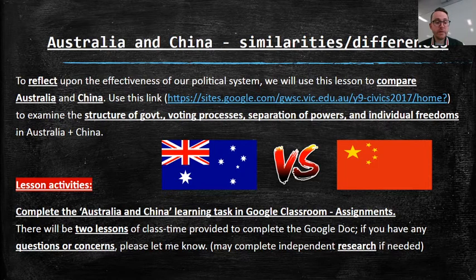So your lesson activities for the next 2 lessons, so it's a double period, or it might be 1 period today, 1 period in our next lesson. For 2 lessons, you'll be completing the Australia and China learning task in Google Classroom assignments. It's just a little Google Doc file where you put in some information about the systems of government in Australia and China, and then identify some similarities and differences. I'll show you where that is in a moment.